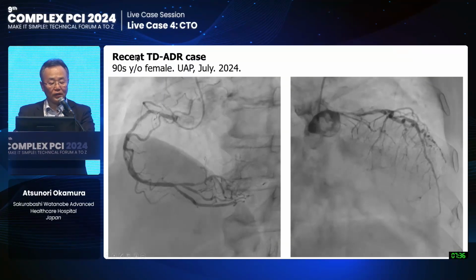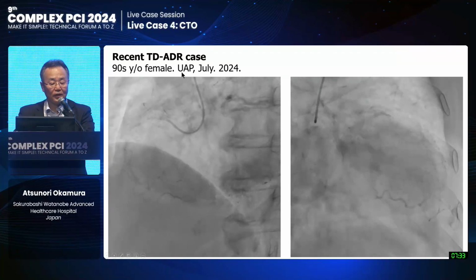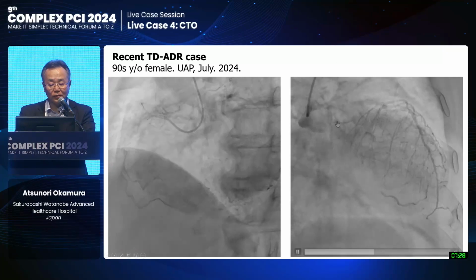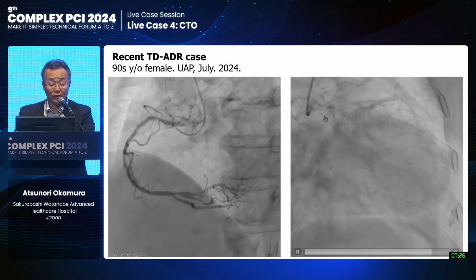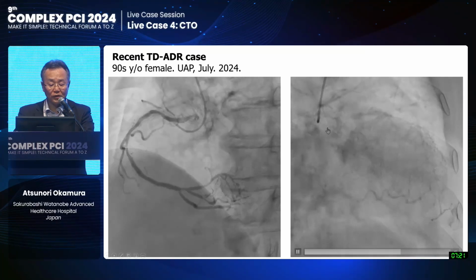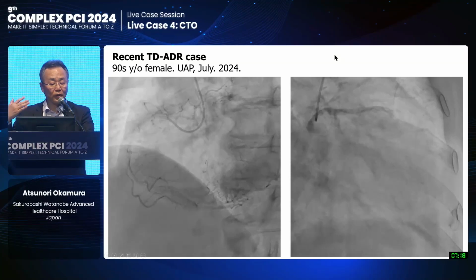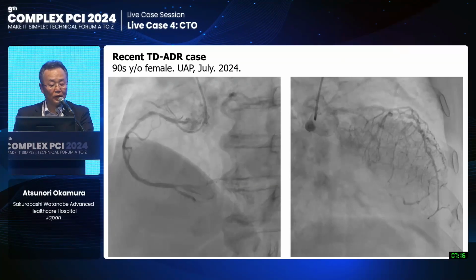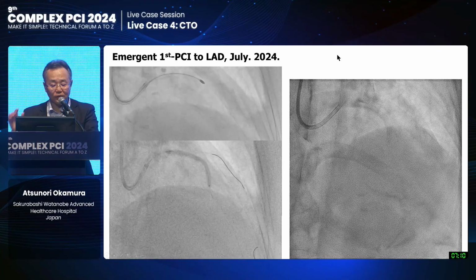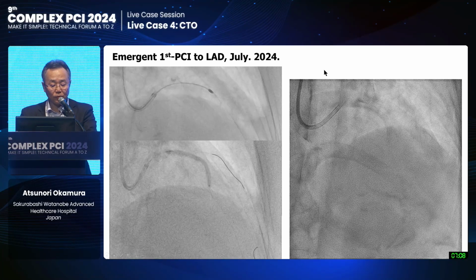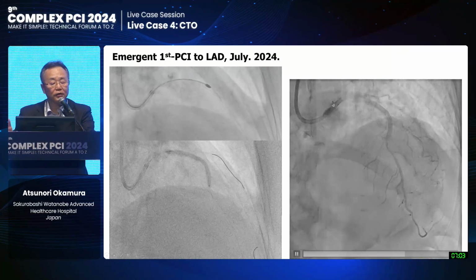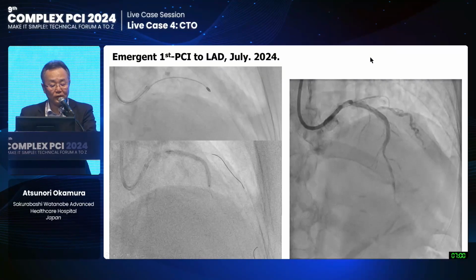So the case is a 90-year-old woman who had unstable angina. She was admitted to another hospital. So there was a severe stenosis at the LMT, and also a severe stenosis at the LAD, and the CTO region was there. So the patient was transferred to our hospital to receive the intervention. So we did rotational atherectomy from LMT to LAD under IVUS and IABP support, we dilated it and put the stent, and we recanalized and dilated the LMT to LAD region like that.